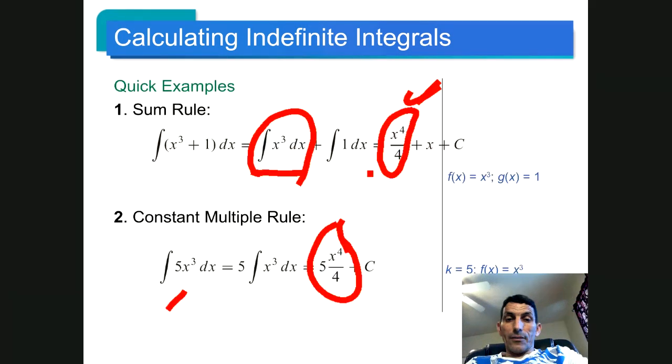Now let me give you some examples. If I give you the integral of x cubed plus 1, and 5x cubed. For x cubed, what is the integral of x cubed? n is 3, 3 plus 1 is 4, so it will be x to the power 4 over 4. Plus, what is the integral of 1? That's easy, it's just x. So it will be x to the 4 over 4 plus x.